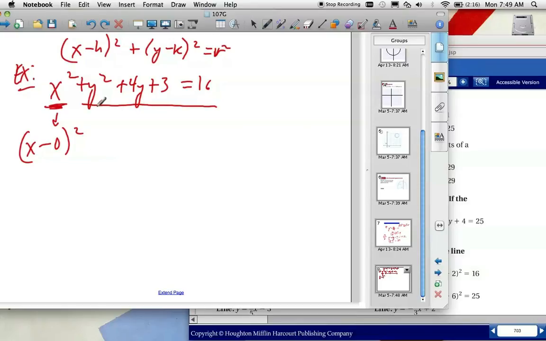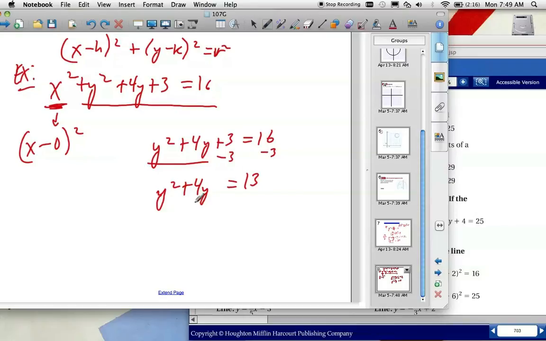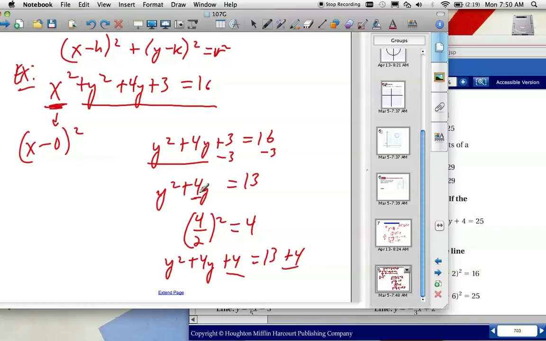So what you want to do is rewrite this part separately, saying y squared plus 4y plus 3 equals 16 over here, and complete the square. To do that, you just want a square and a y term. So y squared plus 4y equals 13. I subtracted 3 from both sides. Now, again, you remember the part before. Take this, divide it by 2, square it. That's 4. We add it to both sides, so we get y squared plus 4y plus 4 equals 13 plus 4. Again, whatever this number is, divide it by 2, square it, add it to both sides.